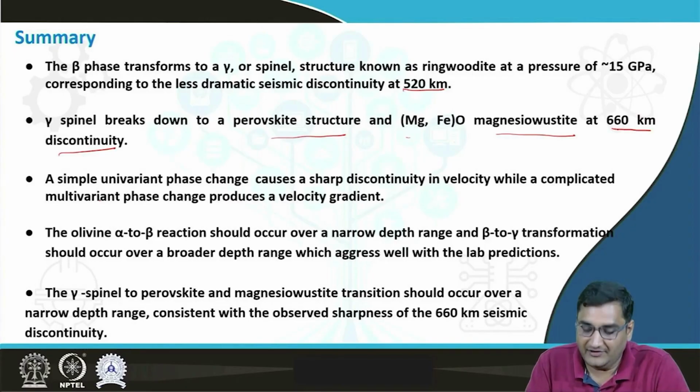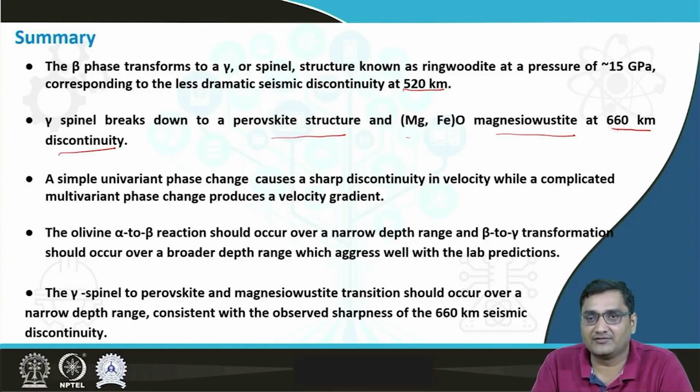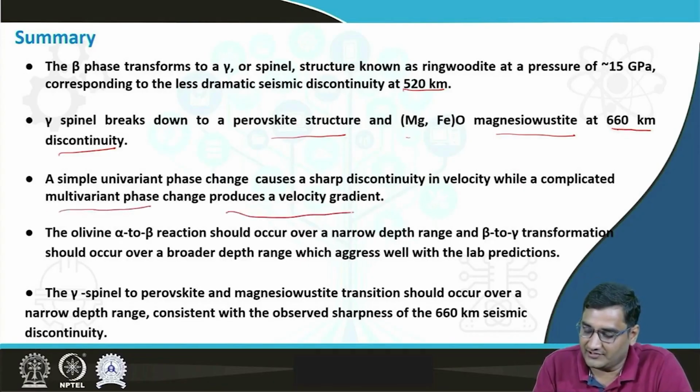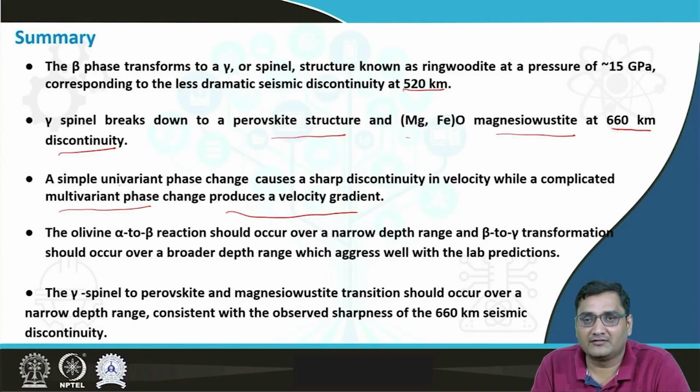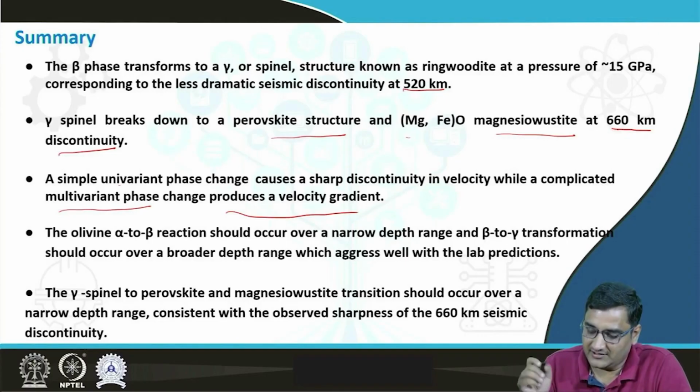A simple univariant phase change causes a sharp discontinuity in the velocity, while a complicated multivariant phase change produces a velocity gradient. So in the univariant case, the sharp discontinuity is present, and in case of the divariant or the multivariant phase, both the phases are coexisting with each other and produce the gradual velocity changes.